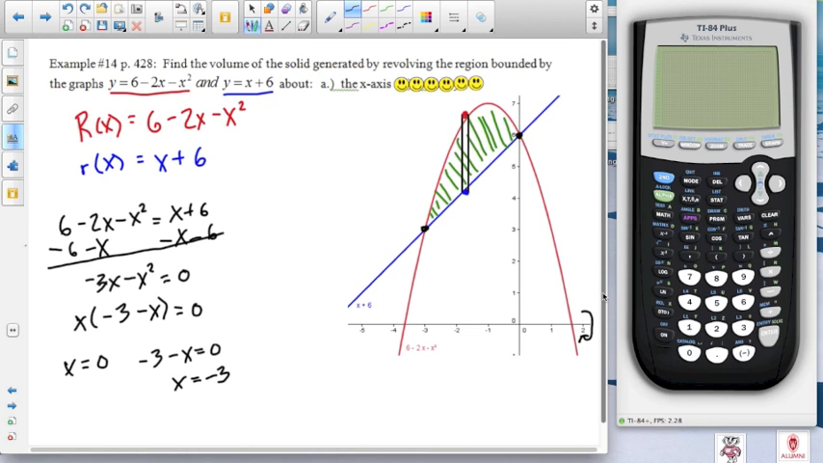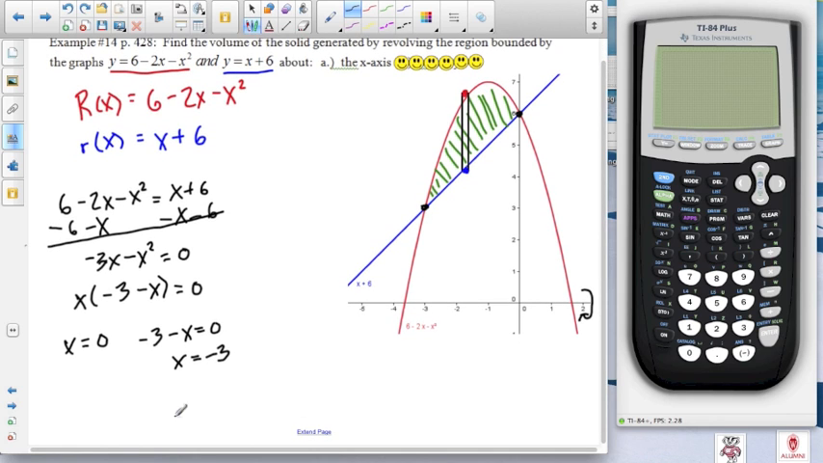So now we have the limits of integration. We can go ahead and set up the washer method for the volume. So we're looking at the volume being pi from the lower bound of negative 3, that's the left limit, or the left intersection, and the upper bound of 0.